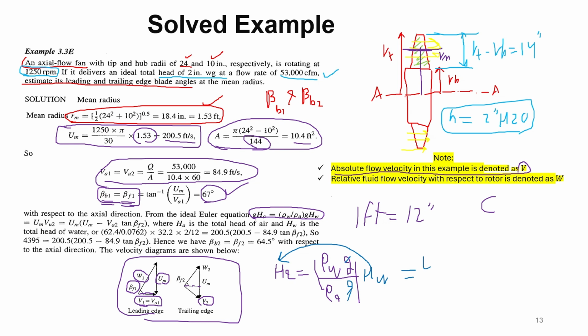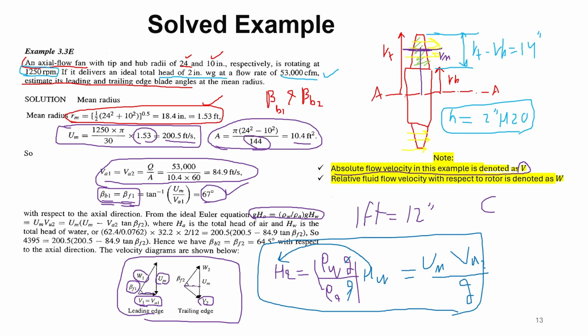It will just equal U_m, which is the rotor speed at the mean radius, multiplied by the tangential component of the absolute flow velocity, divided by the gravitational acceleration. This is the Euler equation basically for a fan. When you do this, you get the head of air, and then from that you can calculate the flow angle at the outlet with respect to the axial direction.